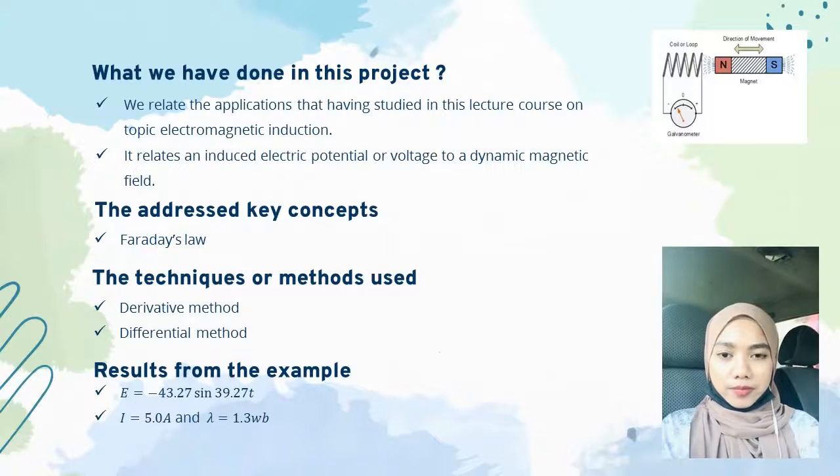For the results of our examples, the first example is electromotive force equal to negative 43.27 sin 39.27t. For the second example, the current is equal to 5.0 amperes and the magnetic flux linkage is 1.3 Weber.